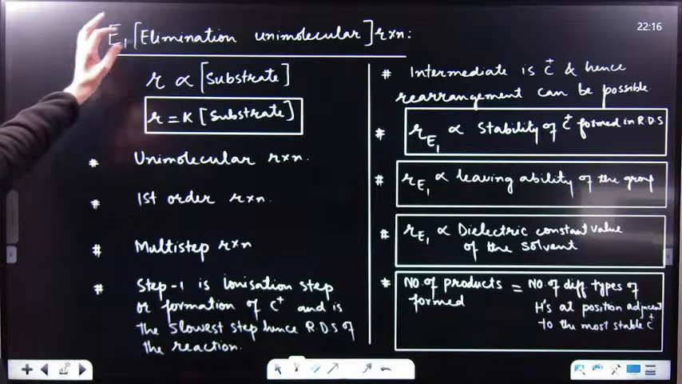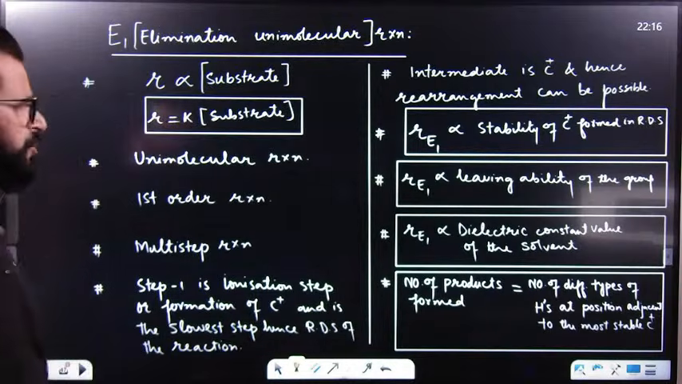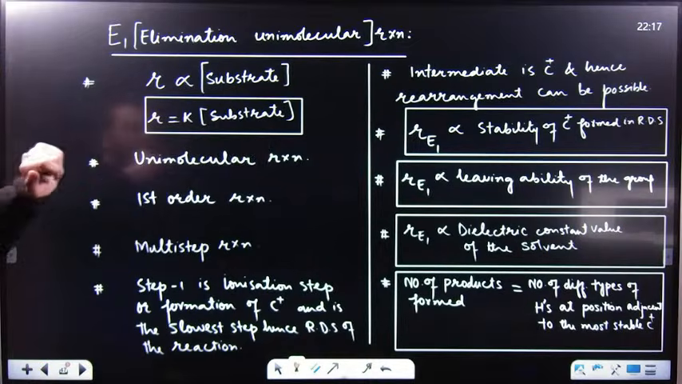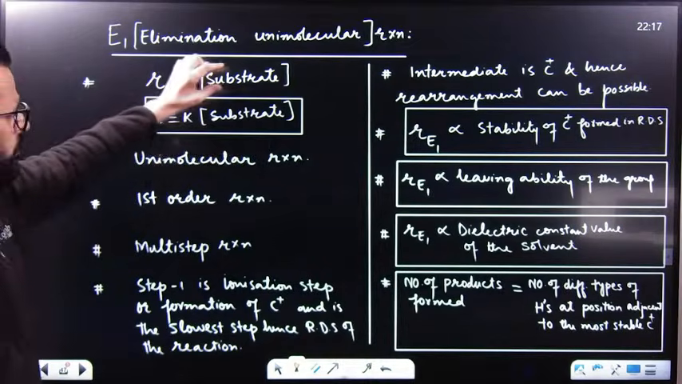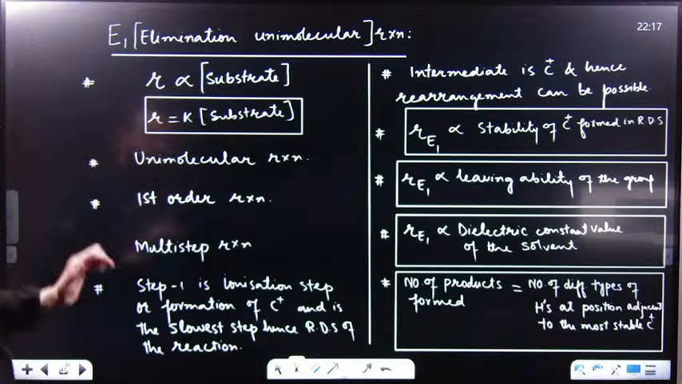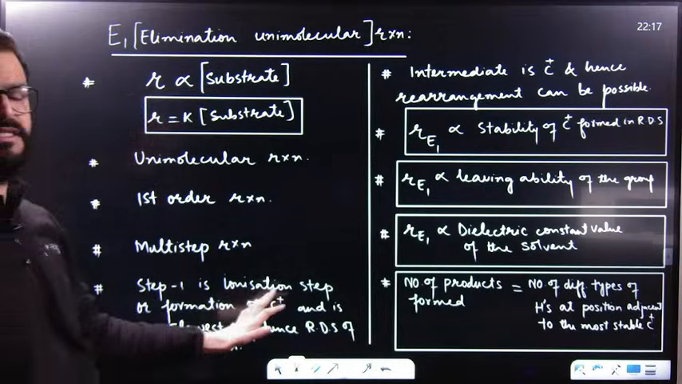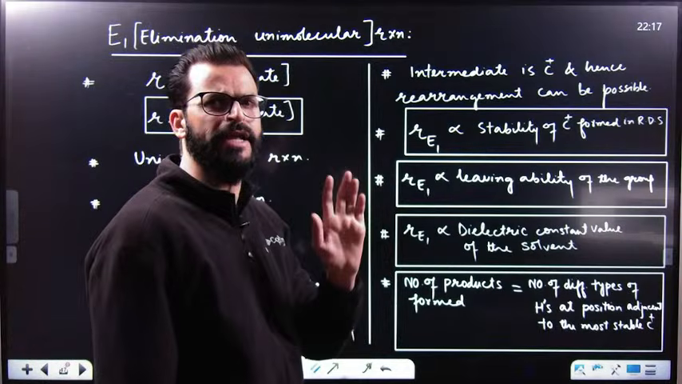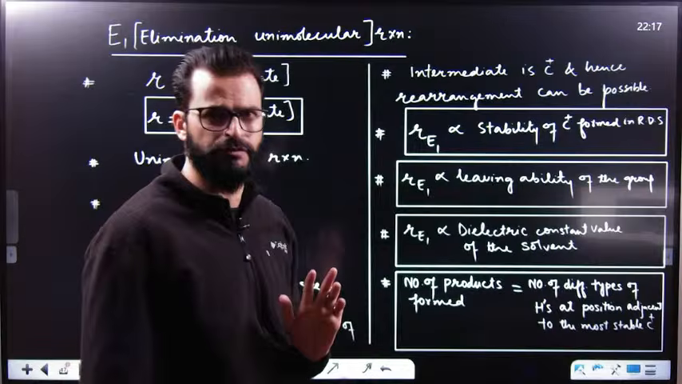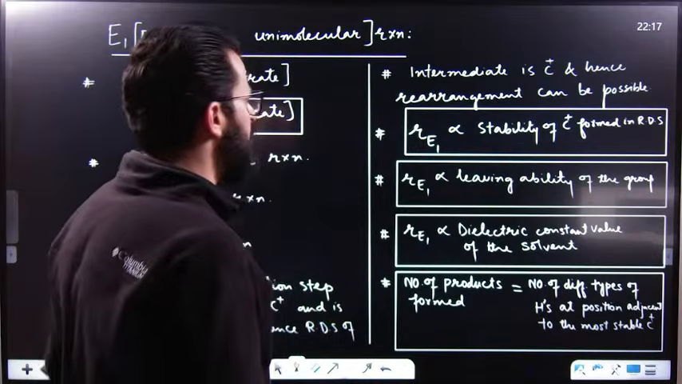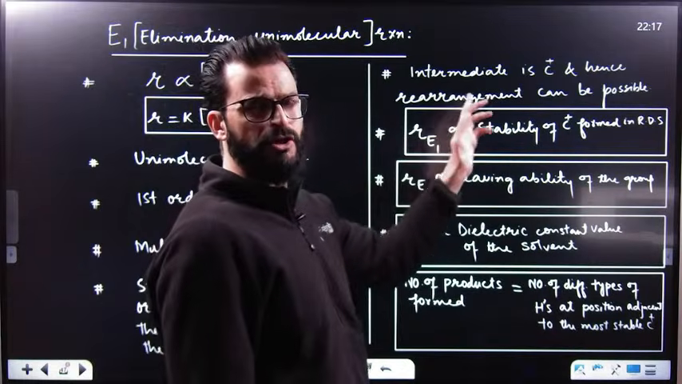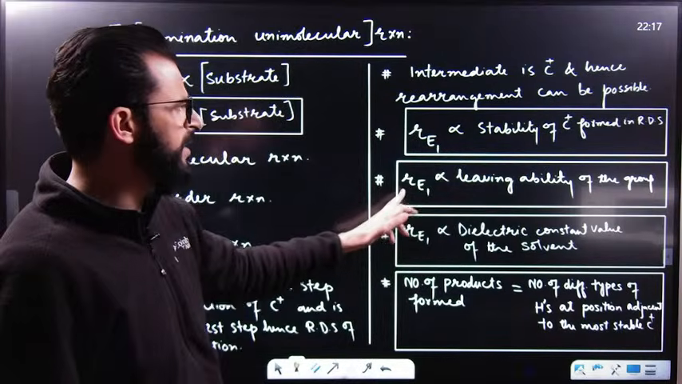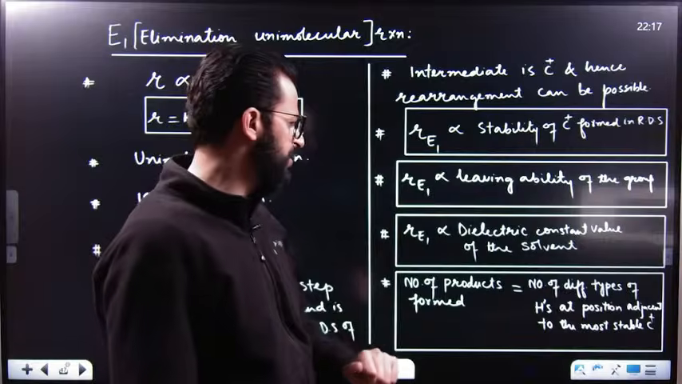So remember, E1 means elimination unimolecular reaction, and for that the rate is directly proportional to the substrate, or rate equals k[substrate]. Because it's unimolecular, it is first order, and it's a multi-step reaction. The first step is the ionization step, that means formation of a carbocation. As the intermediate is a carbocation, there will always be chances of rearrangement. The rate of E1 is directly proportional to the stability of the carbocation in the rate determining step, and to the leaving ability of the group.